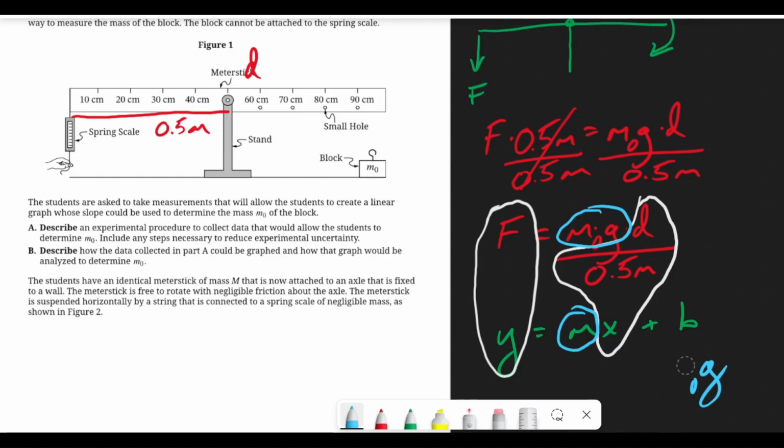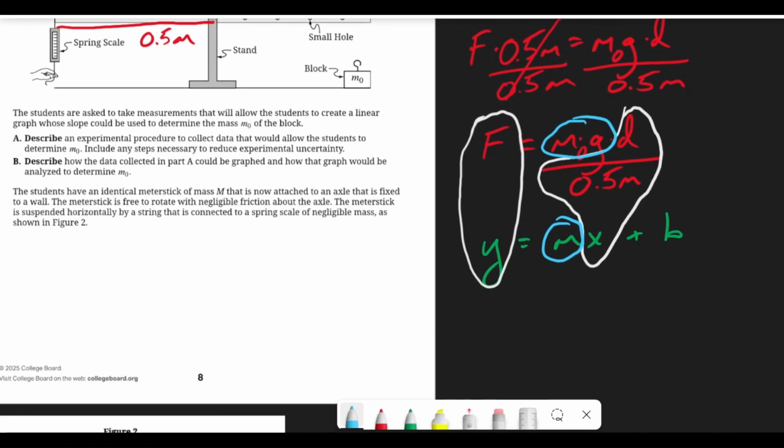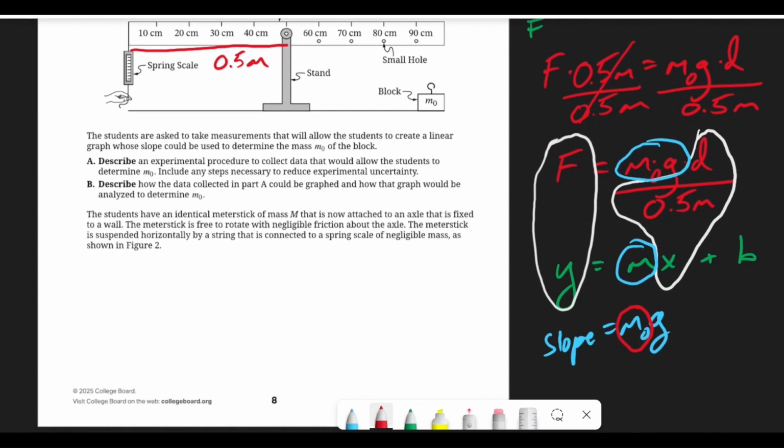I'm actually going to scroll down a little bit, because you probably couldn't see that. The slope of my line is going to be equal to m0 times g. So when I graph this, after I get my slope, I'm going to divide by g so I can get this m0 by itself. So here's what I'm going to graph. I'm going to sketch my little sample of my graph right here.